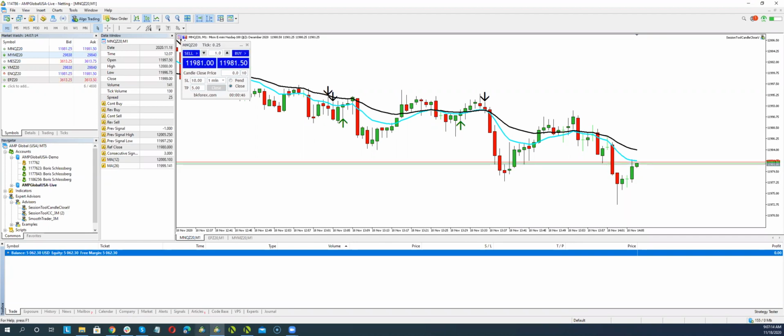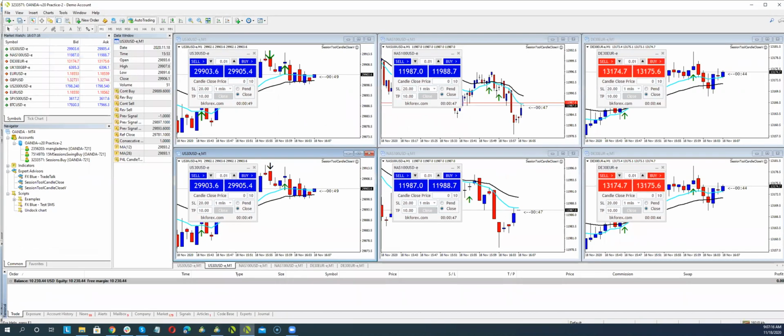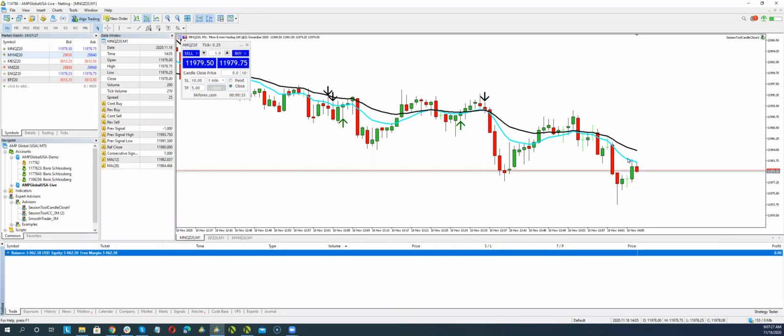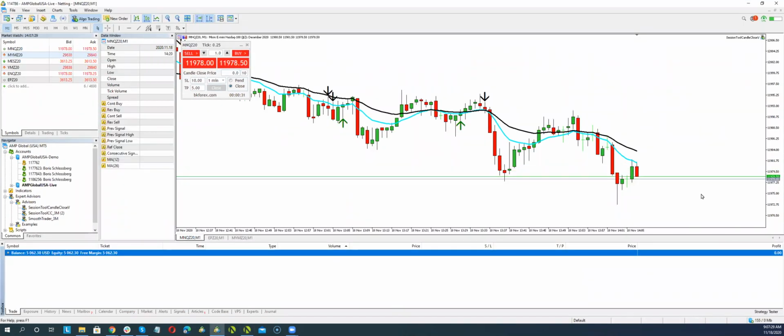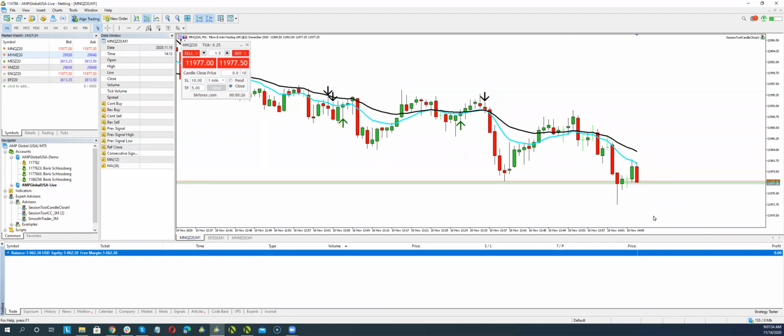Now, while we're waiting for the open, let me see if there's anything going on here. Really not much. I guess I could have taken this NAS trade. Let me see if I'm kind of fooling around here. I'll hold off. You know what?